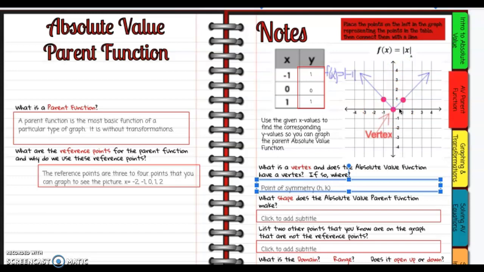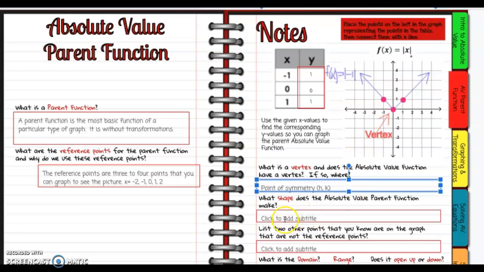And so therefore, whichever direction you have to move, left and right, that's your h value. And then whatever direction you have to move up and down, that's your k value. And so your vertex is always going to be the h, k.